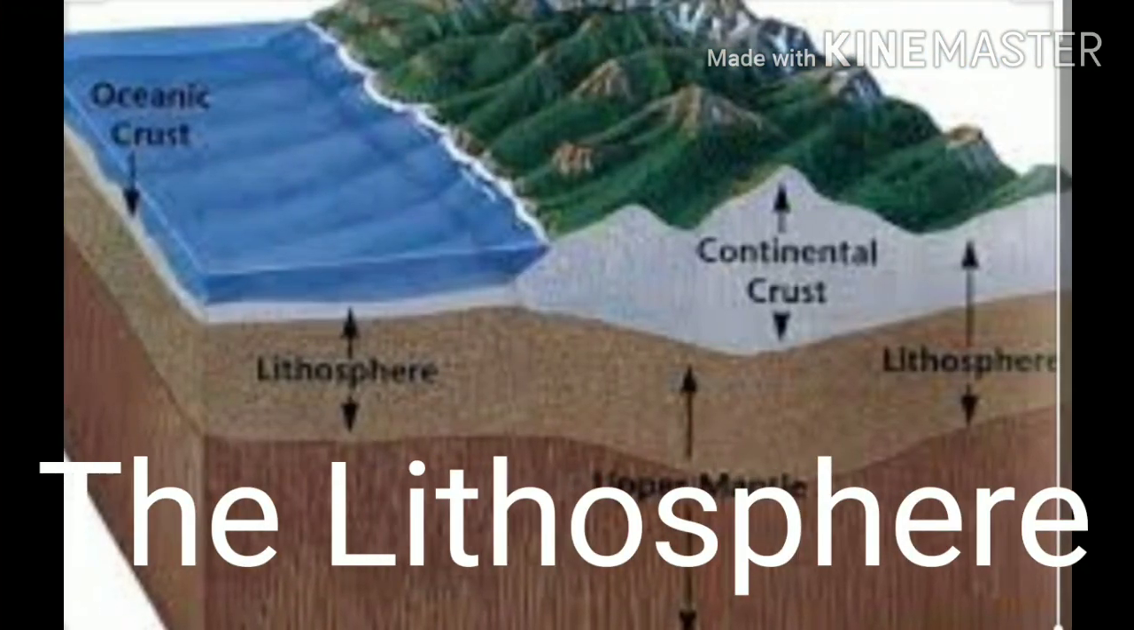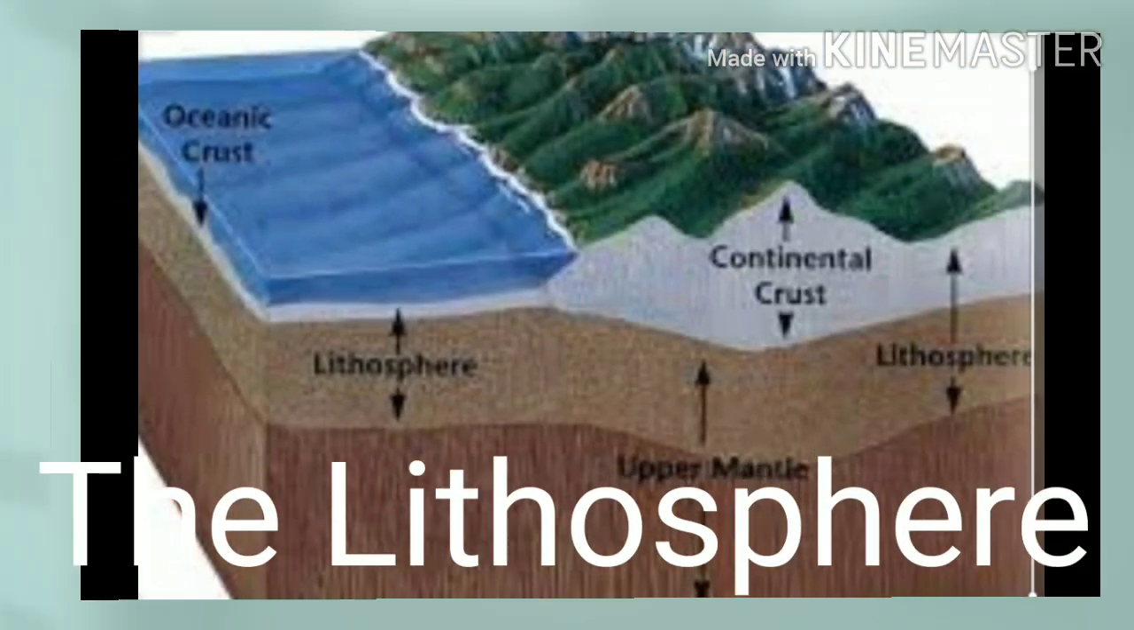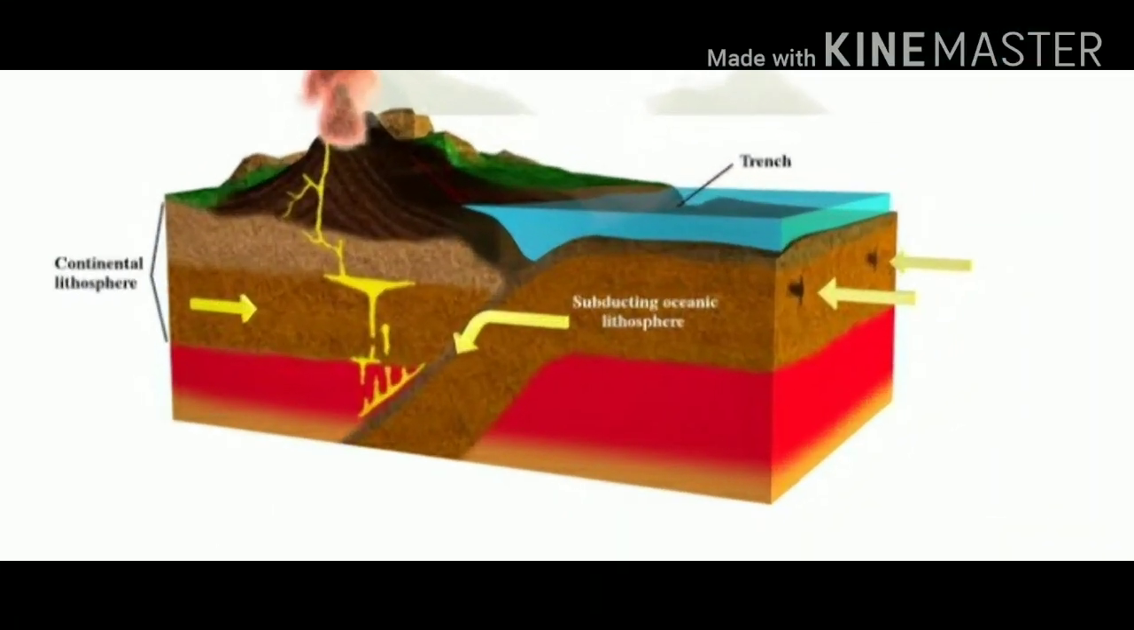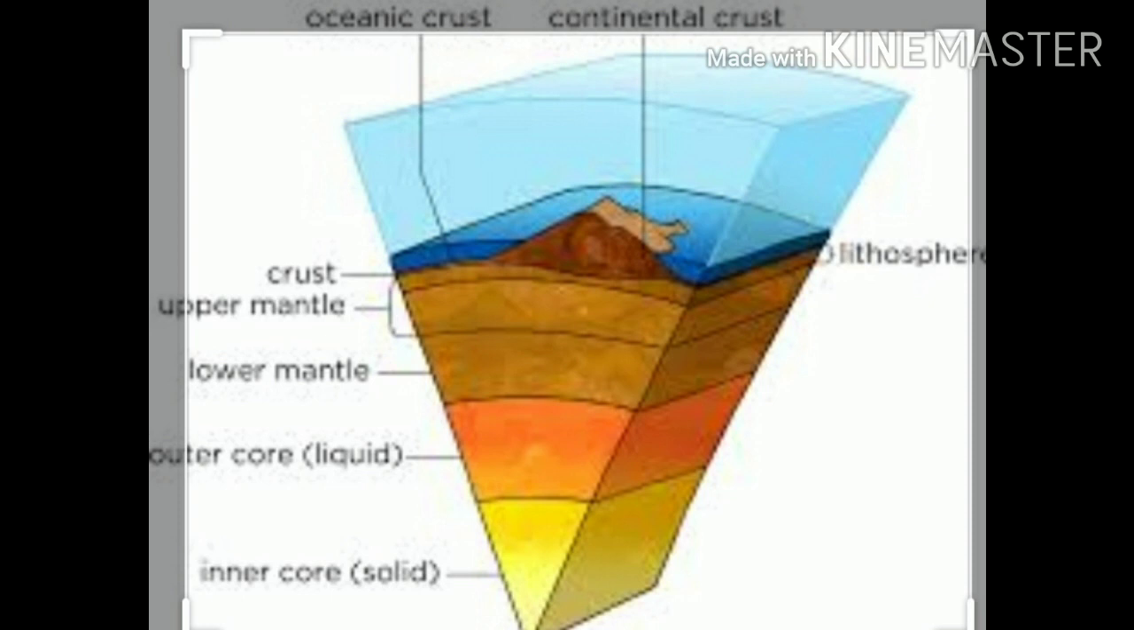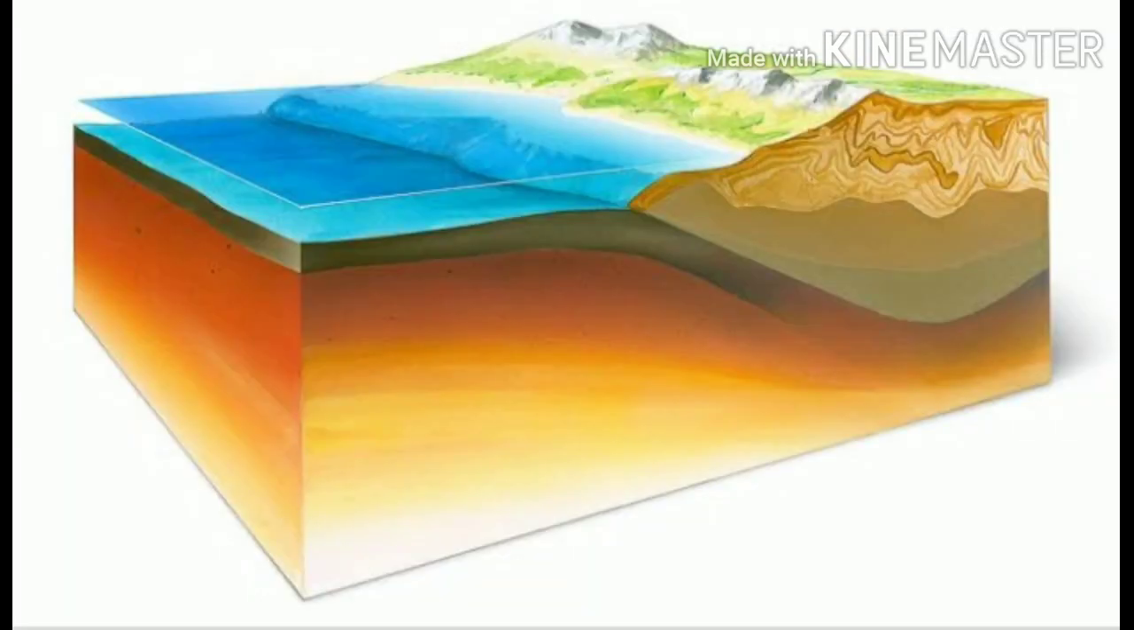Now, let's learn about the lithosphere of the earth. The earth's crust is hard. It is mainly made of rock. Now, the crust means the rocky layer on the earth.